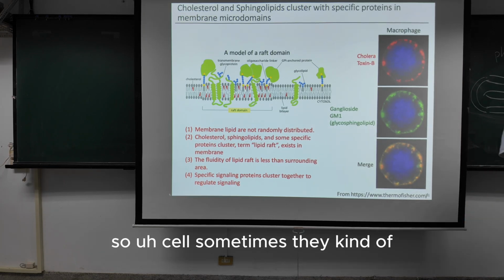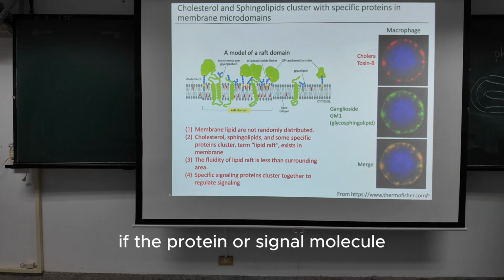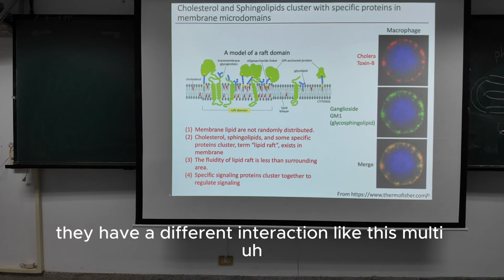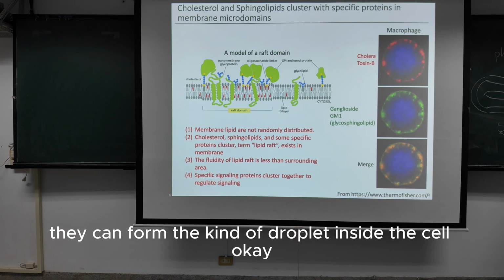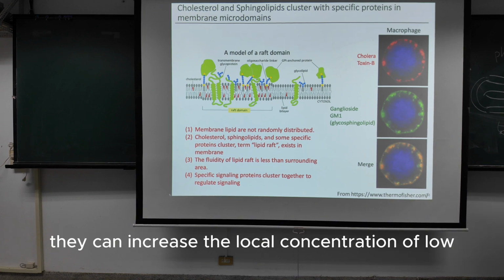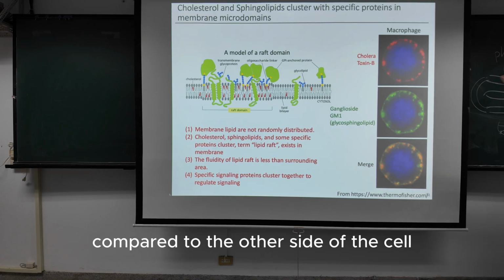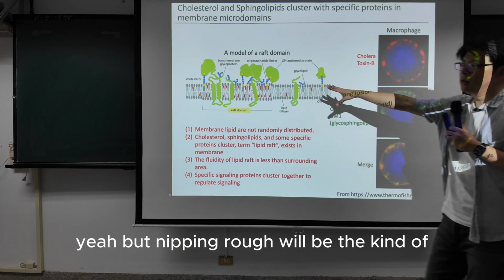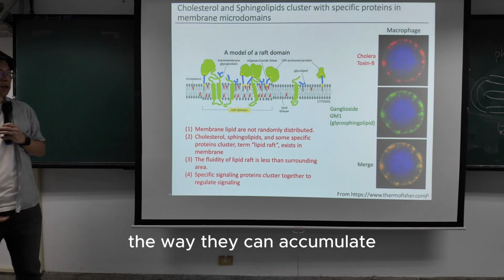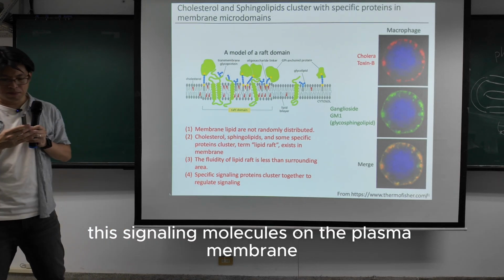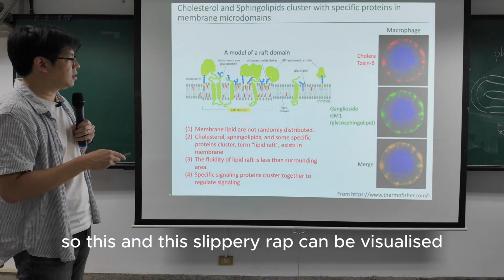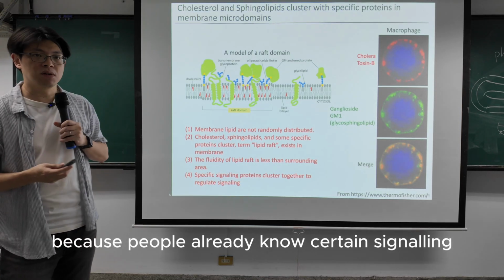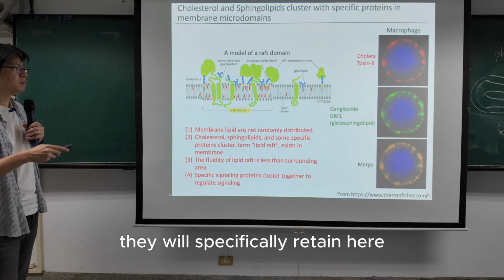So sometimes, if the different signal molecules have multivalent interactions with each other, they can form a kind of droplet inside the cell. By doing that, they can increase the local concentration of those signal molecules compared to the other side of the cytosol, then trigger many different signaling. Yeah, but the lipid raft is the way they can accumulate these signaling molecules on the plasma membrane.